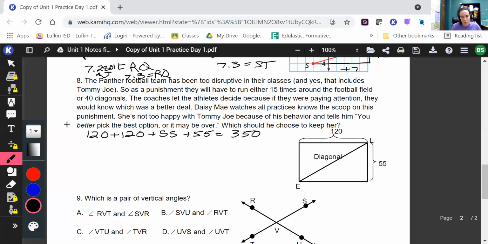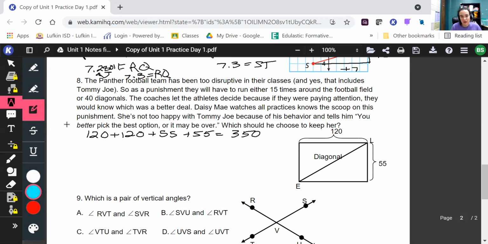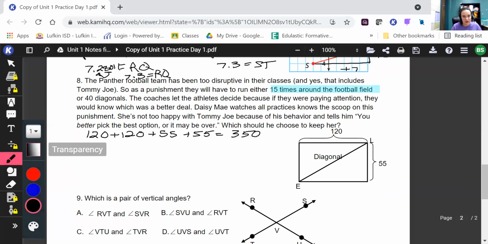And then we need to multiply that by 15 because they're running 15 times around the field. So that's the punishment they choose. So 350 times 15. And that gets us 5,250. Okay, so that's the first punishment. That's around the field.